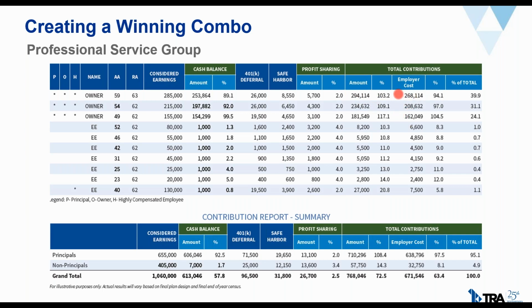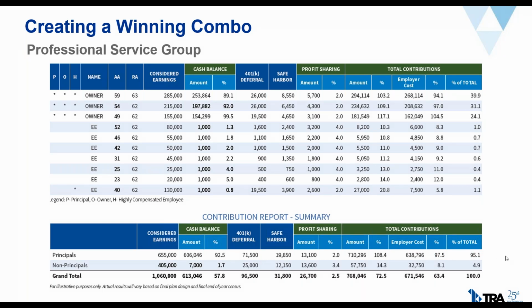So that employer cost column right there, let's go to the bottom chart, if you don't mind. That employer cost column, the employer is spending $638,000. $32,000 of it's going to staff. I'm sorry, I said that wrong. They're spending $671,000. $32,000 of that's going to the staff, $638,000 is going to the owners. That is fantastic, especially if you're in a 30% bracket or probably 40% bracket. They're getting 95% of the total money that goes into the plan. So it's a huge win, absolutely huge win.